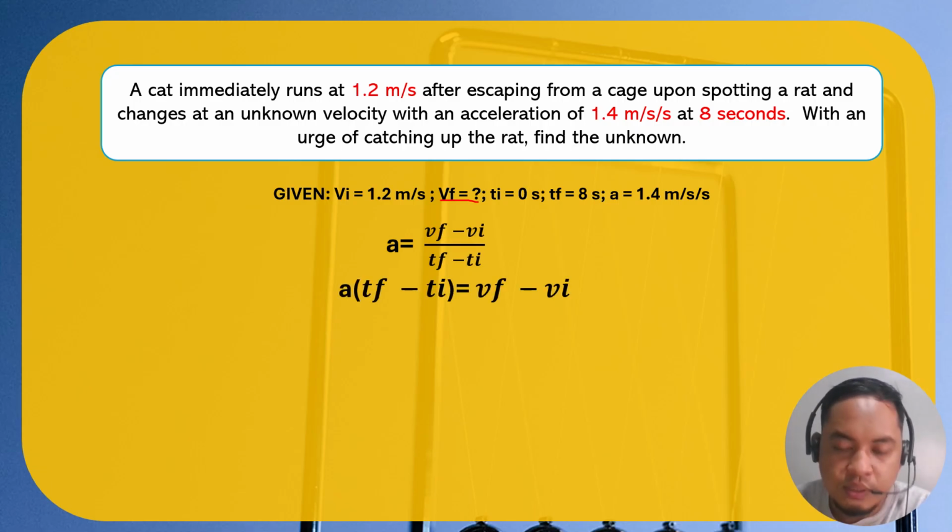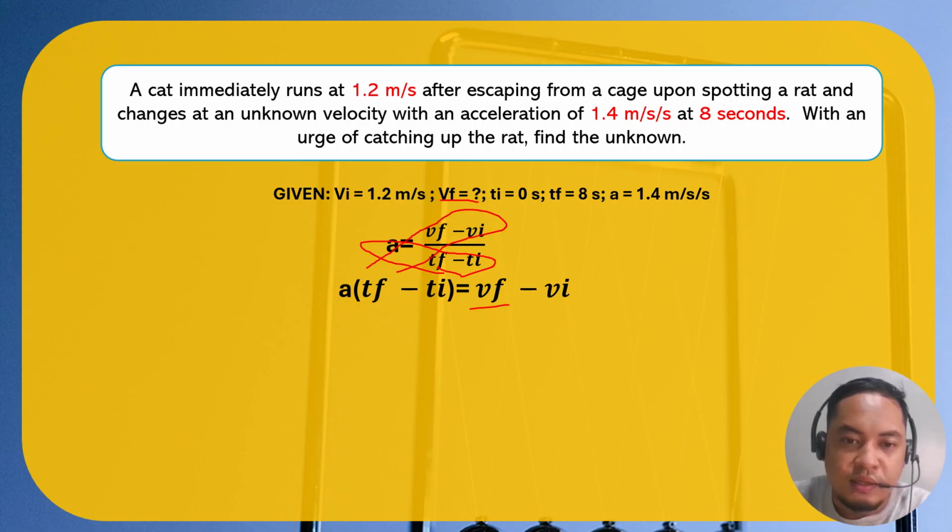Let's substitute. Let's derive since we want to find out the final velocity. So we will rearrange our formula. So we will just do the cross multiplication, or cross multiplying acceleration and this change in time. And then you will have change in velocity. Okay, so you can arrive at this derived formula: acceleration times change in time equals the change in velocity.